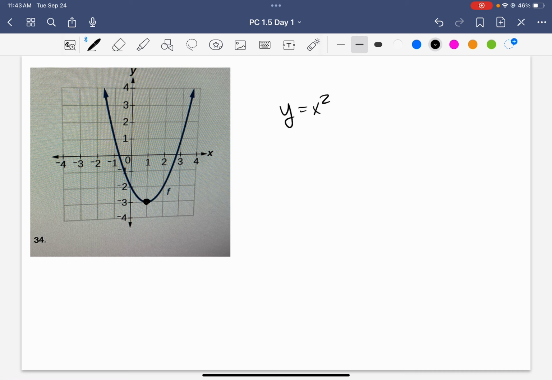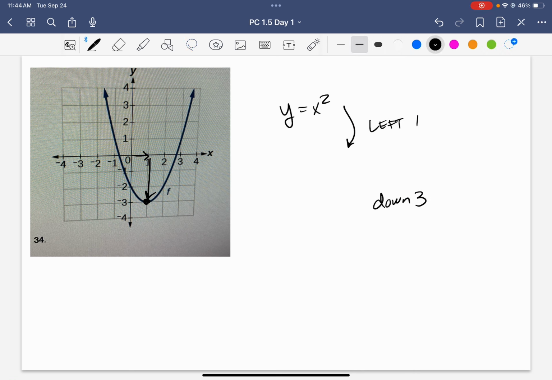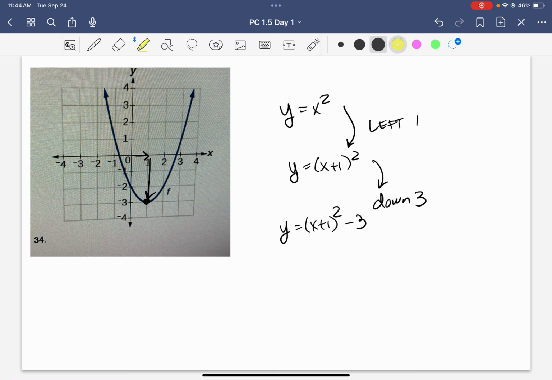So it looks like x squared, and it looks like they moved it left 1 and down 3. Well, if you want to move left 1, I think you would become y of x plus 1 squared. And if you want to move down 3, it would be x plus 1 squared minus 3. So that would be the equation of the function shown in the graph. That's 34.